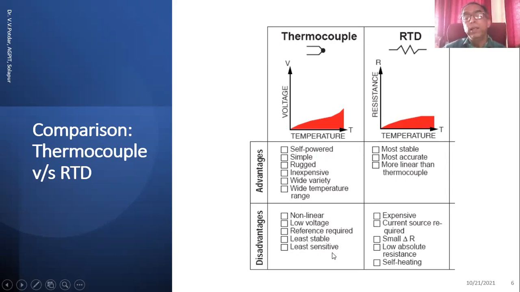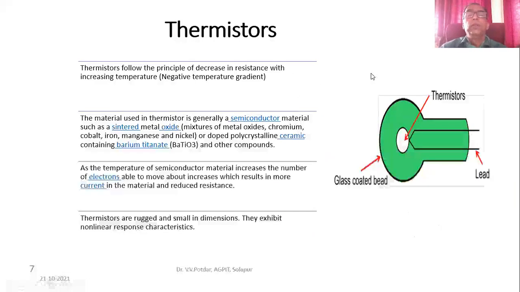It is least stable, it is least sensitive, whereas RTD also has certain disadvantages. It is a bit expensive, the current source is required, small resistance changes are seen for large temperature differences. This is a drawback. Low absolute resistance and self-heating is a problem in RTD. So there are relative advantages and disadvantages of thermocouple and RTD. So depending on my type of application, I need to select either a thermocouple or a RTD. So we'll stop.